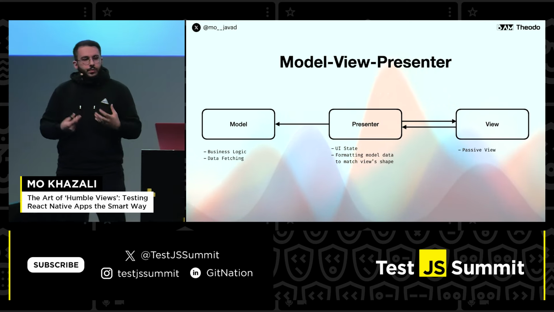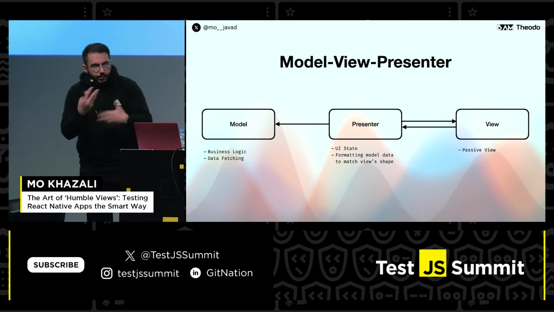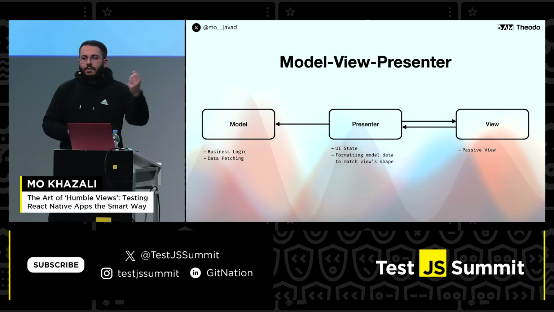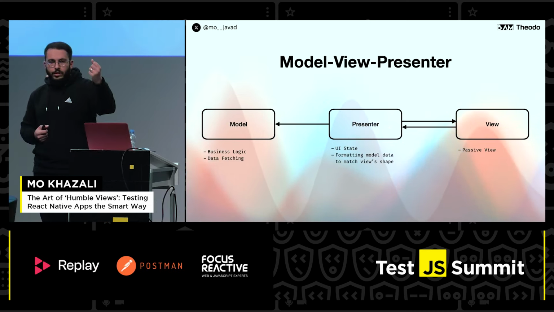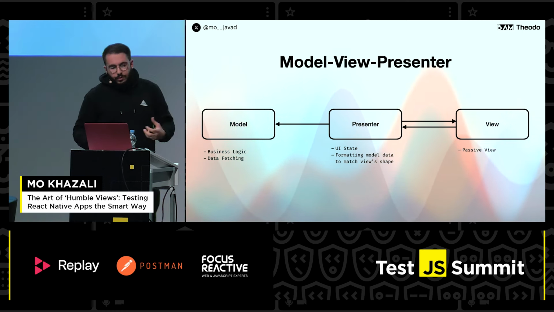Now, what we do here is we make the view a passive view. What that means is the view itself doesn't have any of its UI state or logic. All it does is it's kind of like a function. It takes in an input with certain values, and it renders accordingly. It's very functional in the approach that it takes.